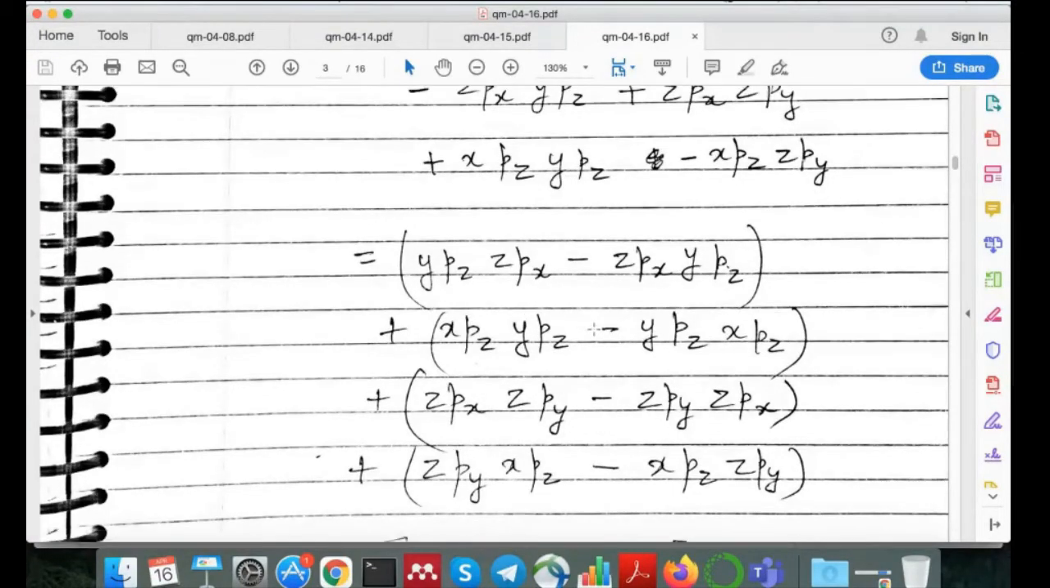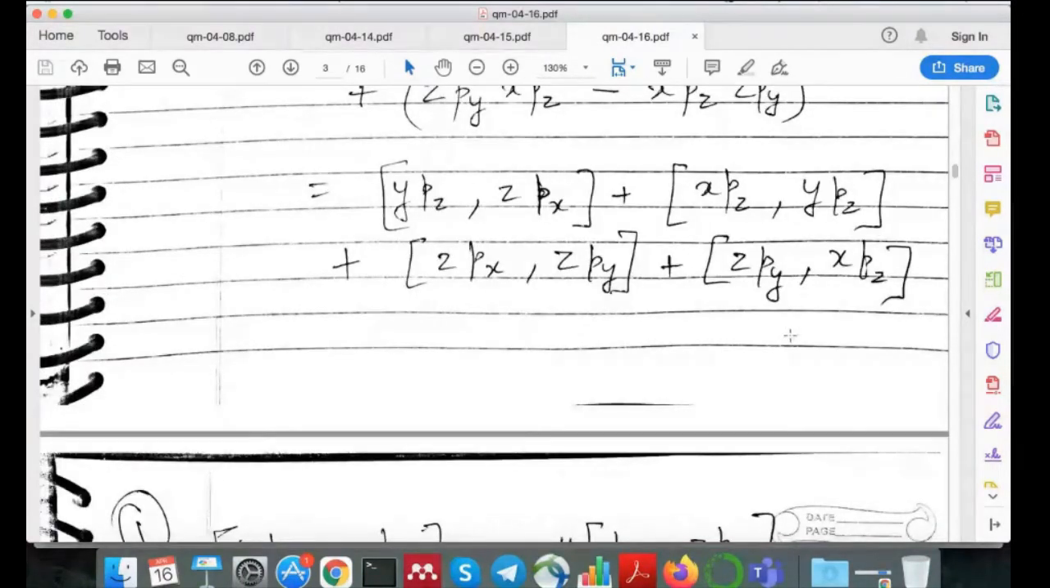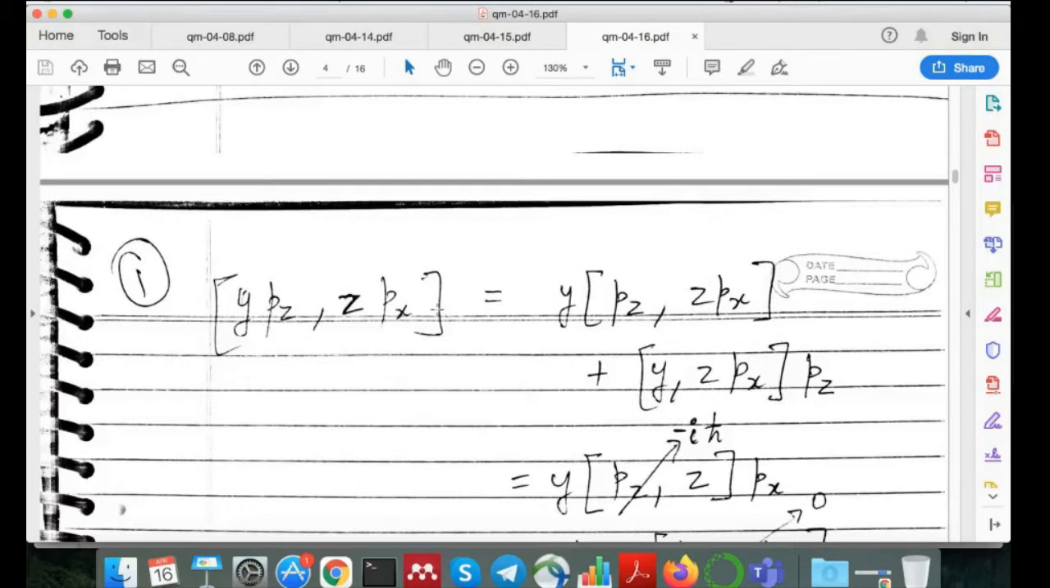In this manner, you can write down 4 different commutator relations. Once you write down the 4, you take each of these individual commutator relations and see how you can simplify it further. The first one is the ypz, zpx commutator relation. To simplify it, we'll use the distributive property of the commutator relation. Please go back and check, we have already learned this probably in the second chapter. So we take y outside because y is in the front.